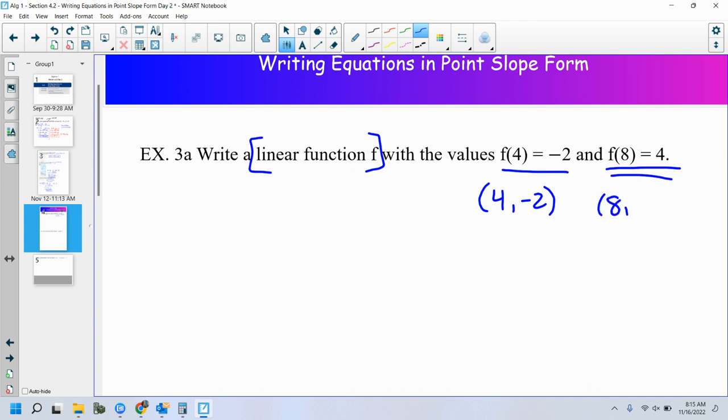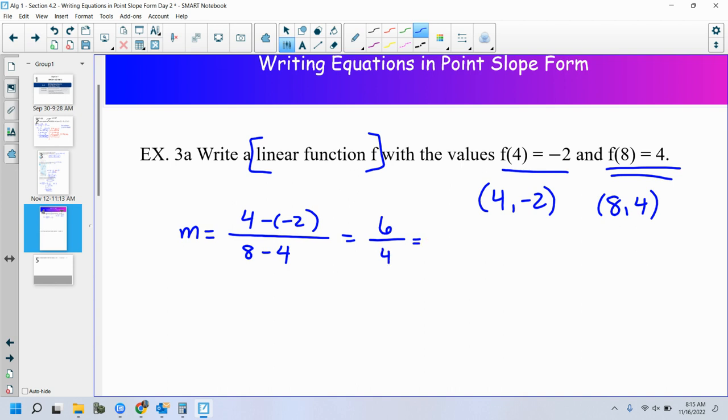Now, doesn't this turn exactly into a problem like what we had on our homework last night? So honestly, the prep is just a little bit different. We just kind of have to translate the language a little bit. Still the same stuff. Let's find the slope first. 4 minus a negative 2 over 8 minus 4. 4 minus negative 2 is a 6. 8 minus 4 is a 4.